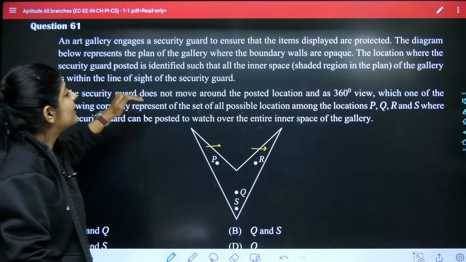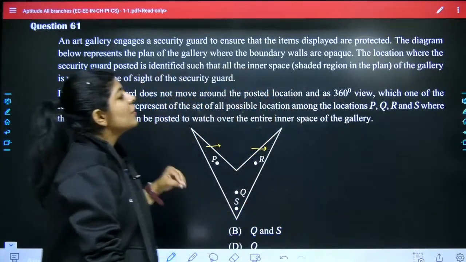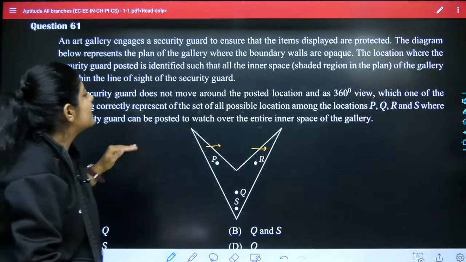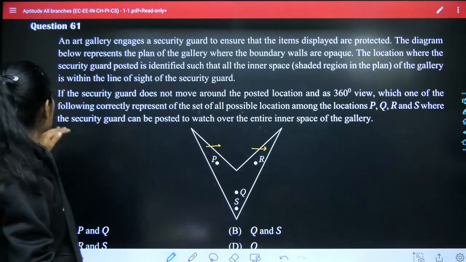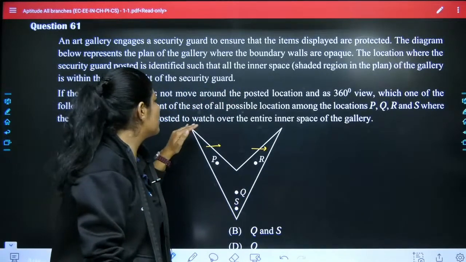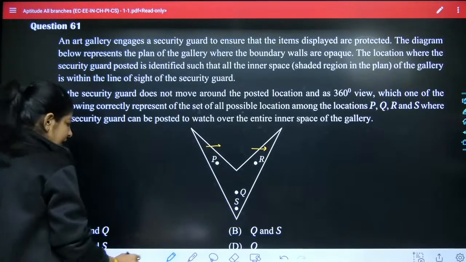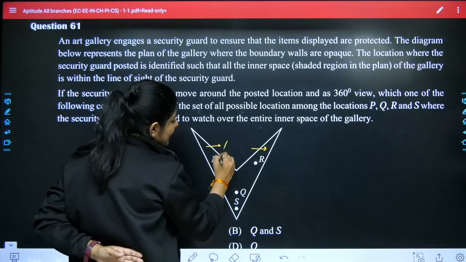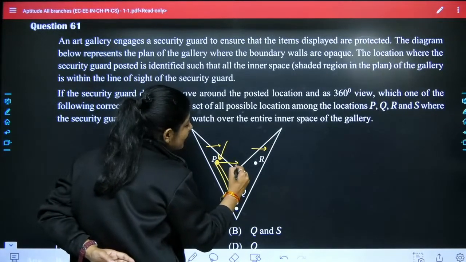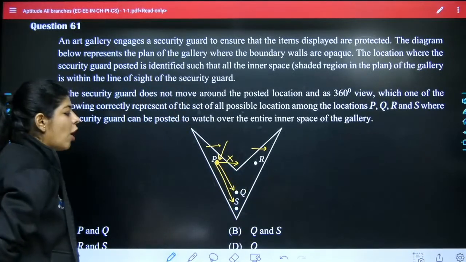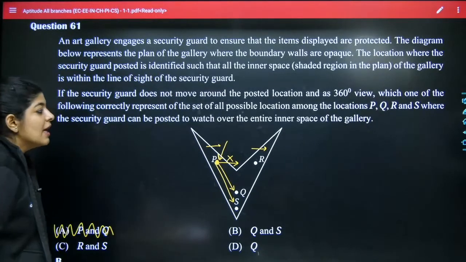If the security guard does not move around the posted location as 360 view, which one of the following correctly represents the set of all possible locations among the locations P, Q, R and S where the security guard can be posted to watch over the entire inner space of the gallery. So let's check the conditions. If we post the security guard here, he can see at location Q, at S, but he is not able to see at location R. That means the option which has P is eliminated. So option A is eliminated.